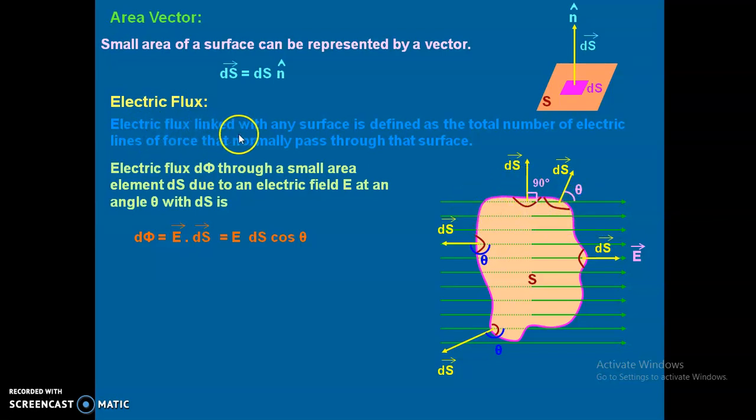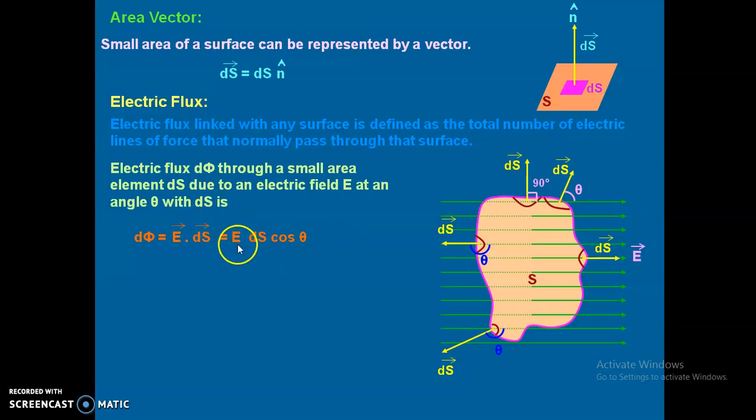As it is written over here, electric flux linked with any surface is defined as the total number of electric lines of force that normally pass through the surface. So how many electric field lines are passing normally? To calculate the electric field lines which are passing normally, we have to take the component. So that's why this theta is being introduced over here. So d phi is equal to vector E dot dS, or when we expand this, it is a dot product, so we can write E dS cos theta, right?